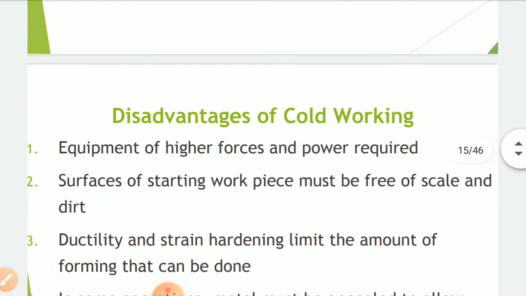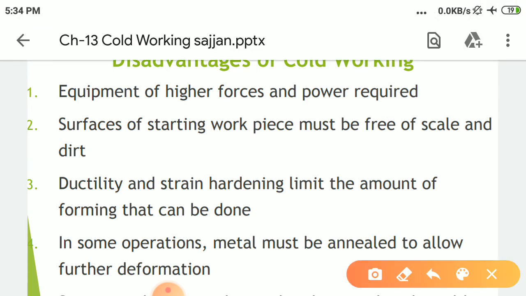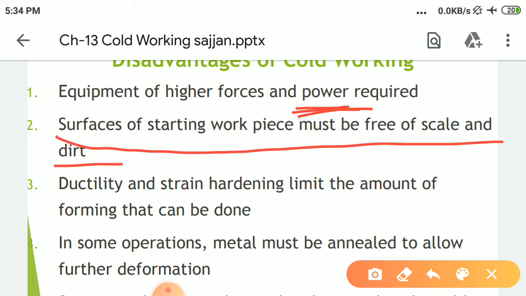Now if you see the disadvantages in case of cold working, then as the force required is high, equipment of higher forces and power is required. So you can conclude this one like more power requirement in cold working. Surface, yeah, that's the point that I make. Surface that you have taken initially, that must be free from scale and dirt.